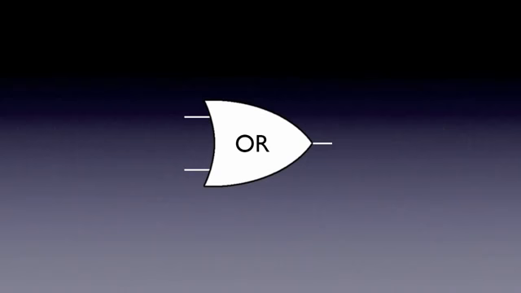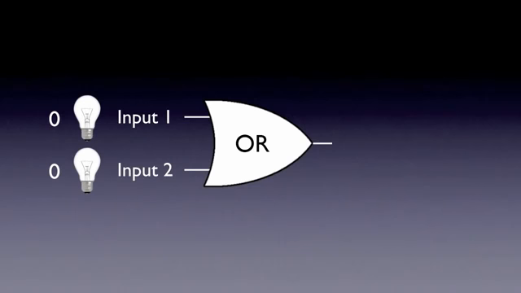Now let's look at the OR gate. Like the AND gate, the OR gate has two inputs and an output. The output is a 1 if either input 1 or input 2 is 1. If both inputs are 1, the output is still 1. In fact, the only time the output is a 0 is when neither input is a 1. That's as complicated as it gets.